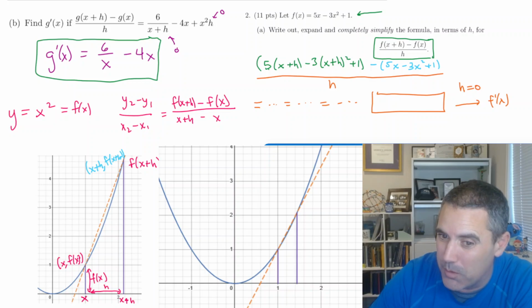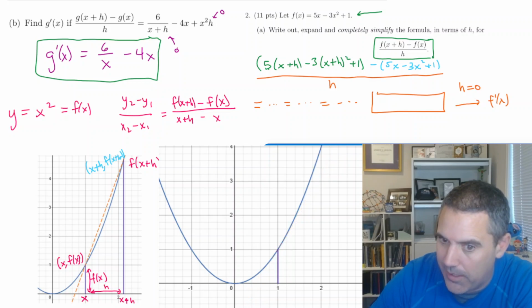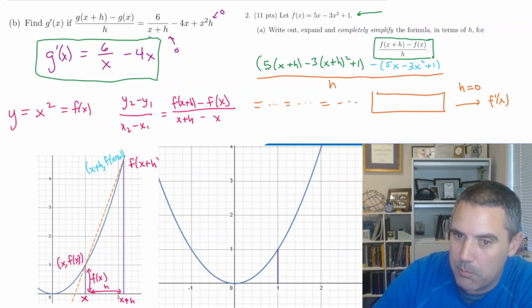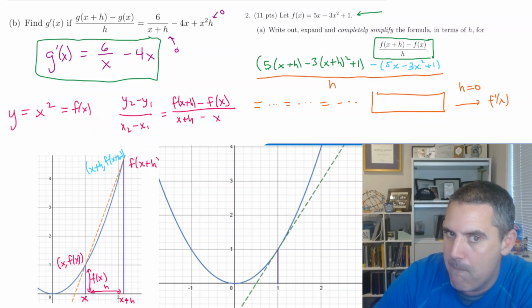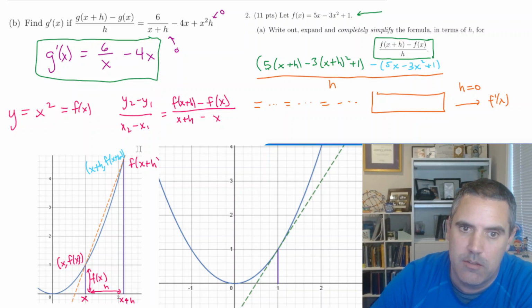So if we can find a formula for that slope and then let h get closer and closer to 0, the problem is the formula I have right now, it vanishes at 0. So you have to simplify the formula first. When you simplify the formula, it gives you the derivative, and then you can graph it. Let's do that on this simple example.